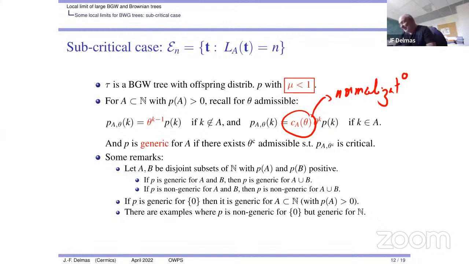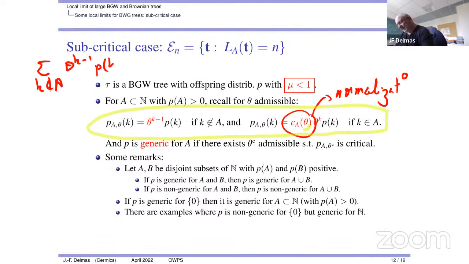Well, you have to check for each case, you have to consider this formula here and ask yourself if this constant here is finite, is well defined. So if you look at the formula, you want the sum over k not belonging to A of theta^k minus 1 times p_k, plus the constant here times the sum over k in A of theta^k, to be equal to 1. Of course, you need this quantity here to be finite, this quantity here to be finite, and this one to be less than 1. And this is the condition for theta to be admissible.